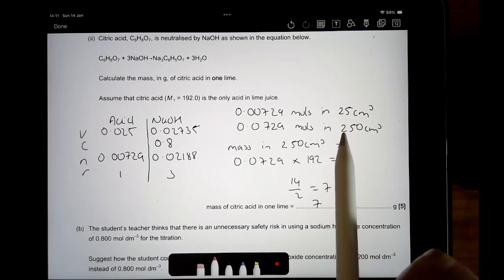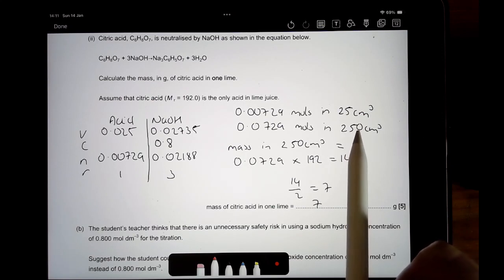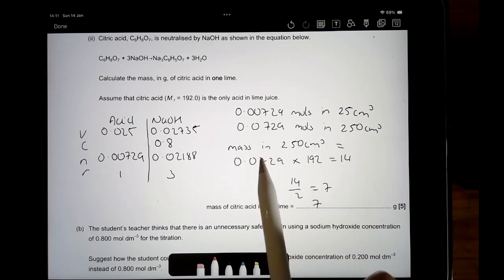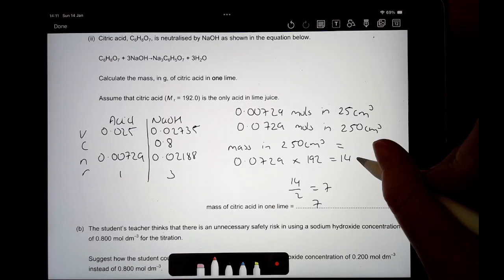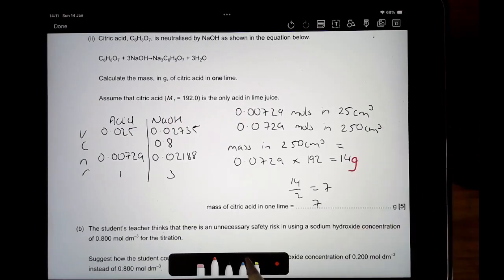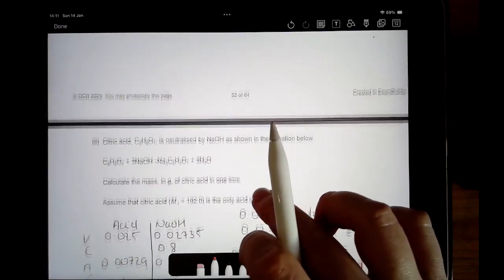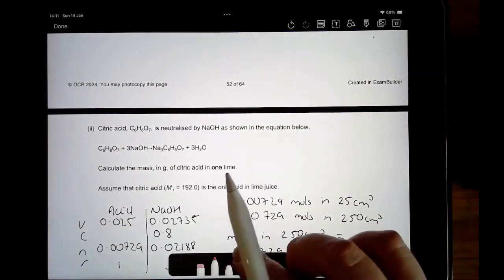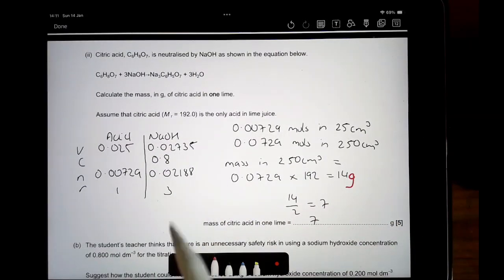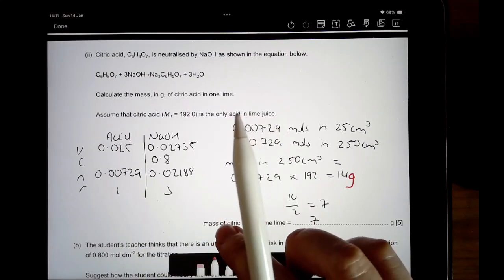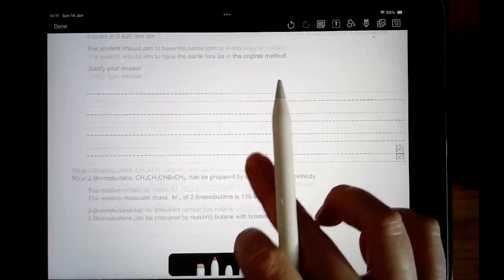You can then work out the mass of citric acid you must have. So you've got your moles, and you have got the formula mass of citric acid. You times them and you work out that you must have 14 grams of citric acid in 250 centimetres cubed. But the actual question is asking you to calculate the mass of citric acid in 1 lime. If you read from the top, you squeezed 2 limes, so you're going to have to divide by 2 to work out how much citric acid you have got in 1 lime.